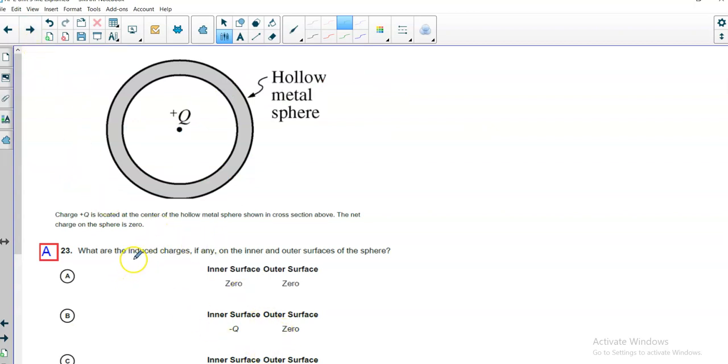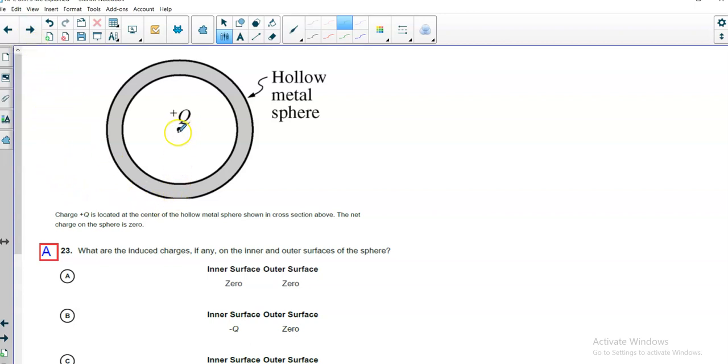Charge positive Q is placed at the center of a hollow metal sphere in the cross section above. The net charge on the sphere is 0. What are the induced charges on the inner and outer surface of the sphere?